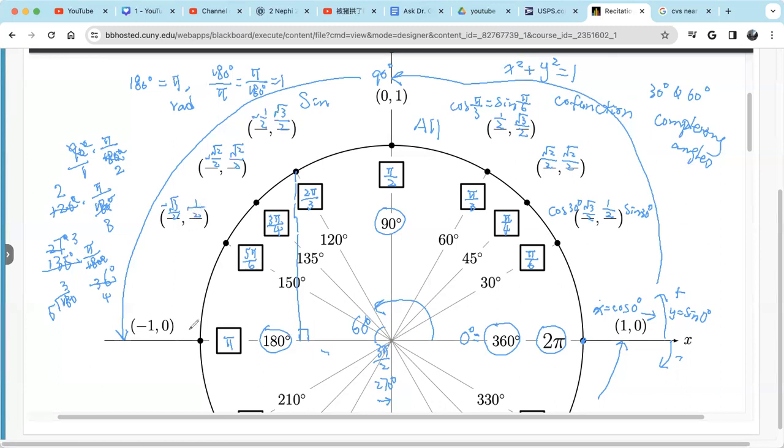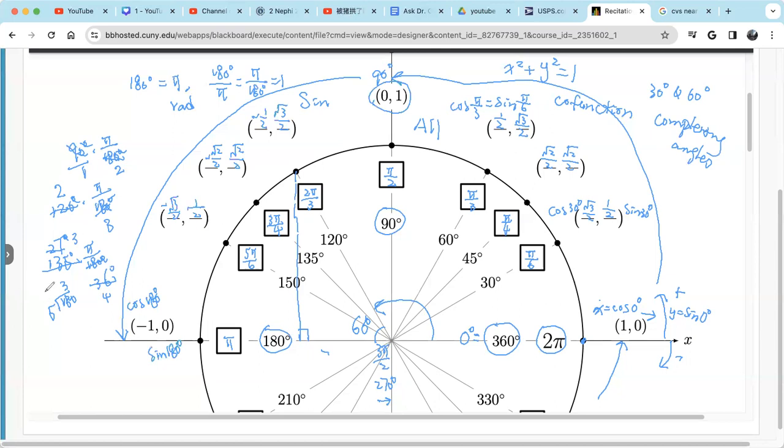All right, coming to this point. This point is saying cosine 180 equals negative 1, or cosine pi, right? And sine 180, or sine pi, is 0. Those are important points. Oh, I think I missed this point. Cosine pi over 2 is 0. Sine pi over 2 is 1. So that's the first half above the x-axis.